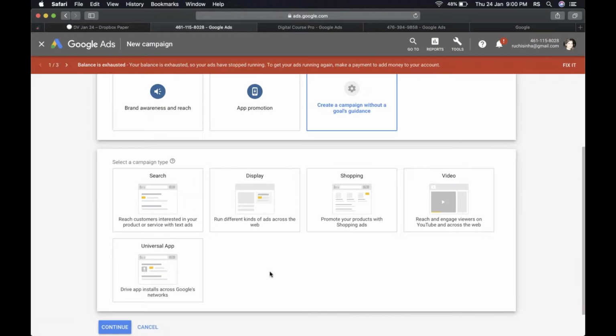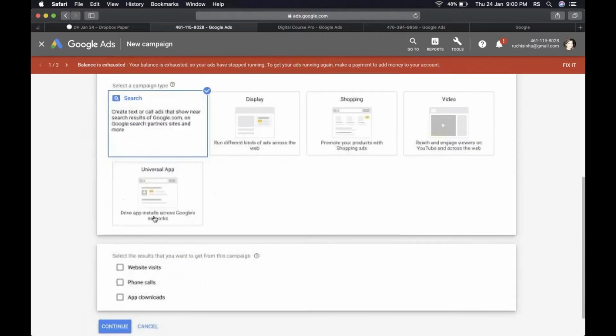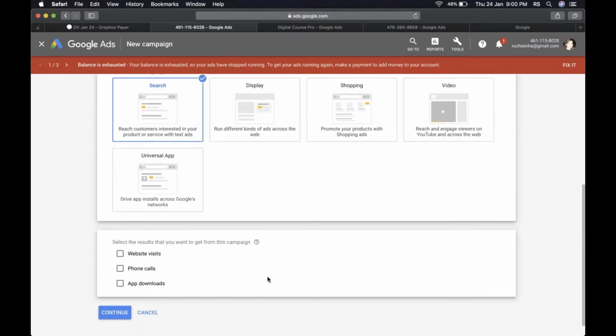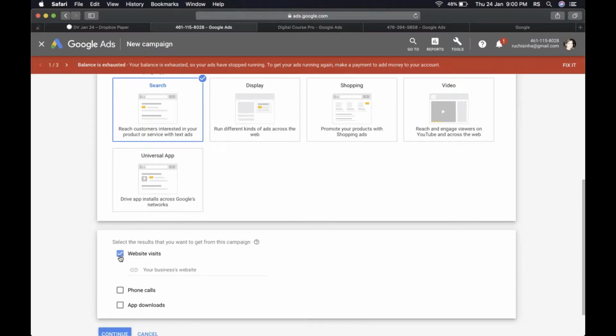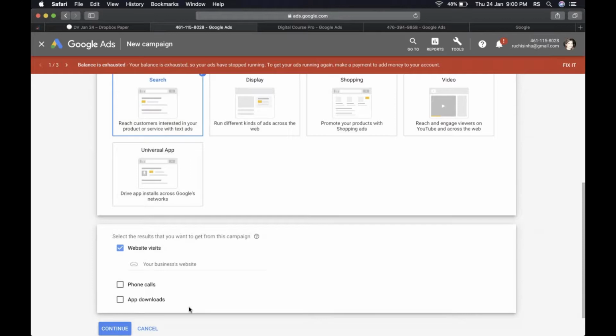Now they are asking which type of campaign you want to create. These are all the different types of campaigns, right? I'm going and saying I want to create a search campaign for now. Now in search campaign, I want website visits, right? Phone calls, app downloads, these are all mobile related objectives. Those things we're not doing right now. Right now we're creating a basic search campaign.